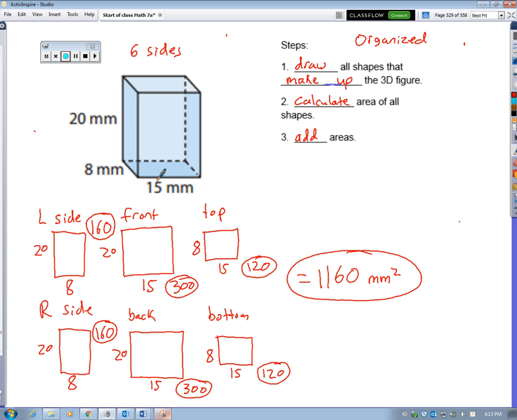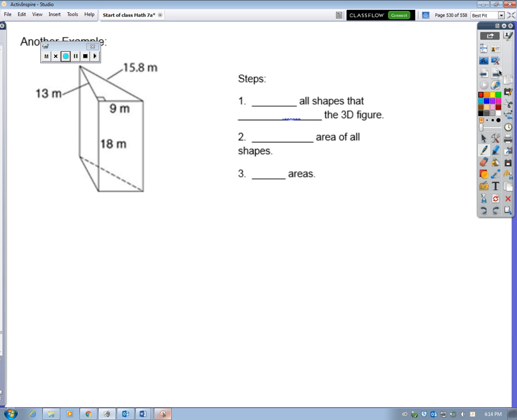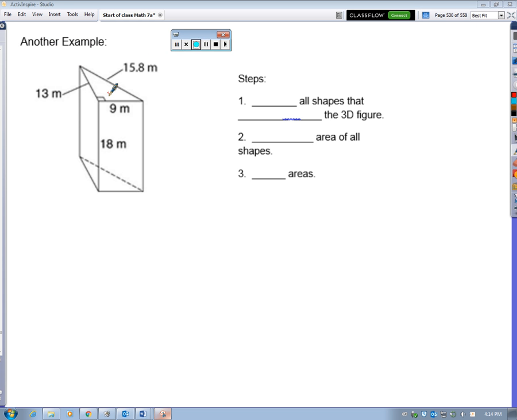Alright, because there's so many sides and so many numbers to work with, it's important to stay organized. I like to draw these out so that I can see what's going on. Okay, let's take a look at another example. This was a box, a rectangular prism. Now let's take a look at something called a triangular prism. Okay, a triangular prism is made up of at least 2 triangles. That's why we call it a triangular prism.